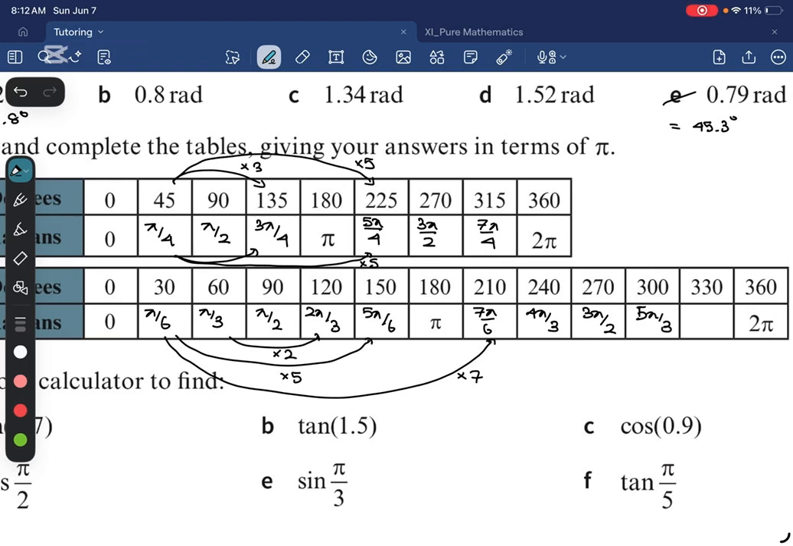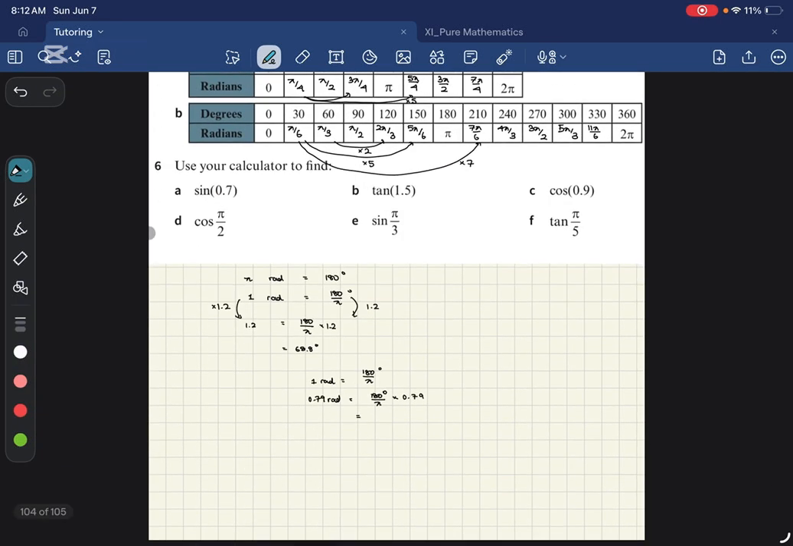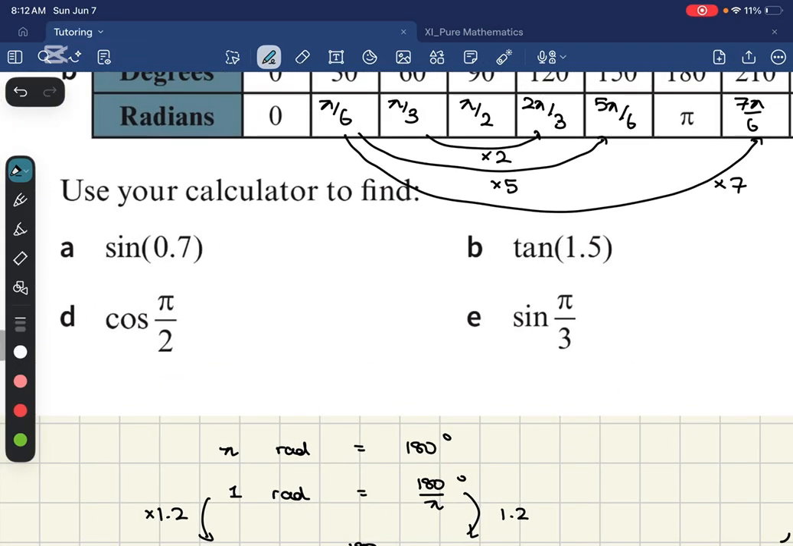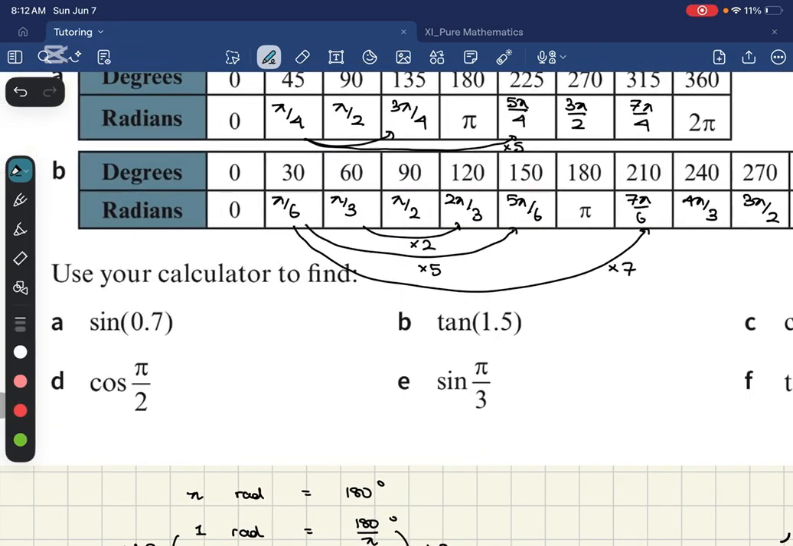And 330 you can say is 30 times 11, right? 30 times 11 gives you 330. So that is just going to be 11 pi over 6, and 360 is 2 pi. So that is how you can do it. And for this question you want your calculator to be in radians mode. So you go to mode and switch to radians.